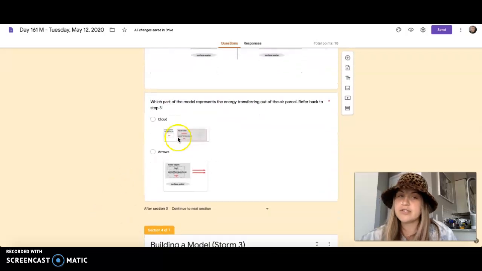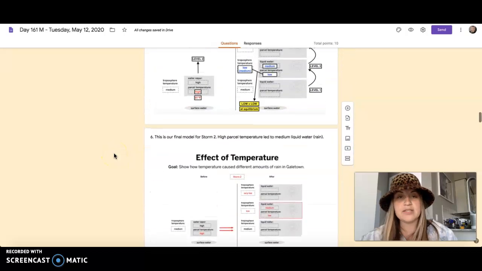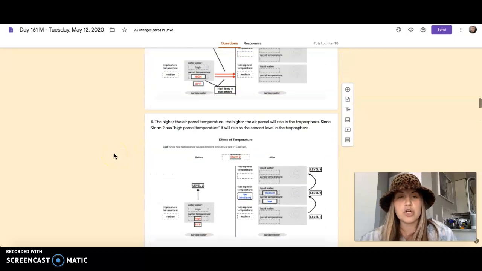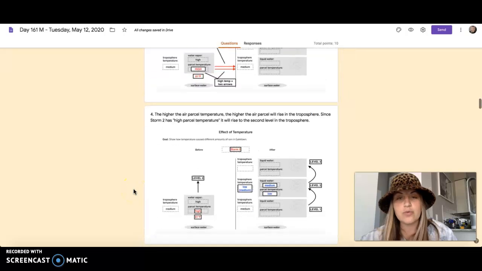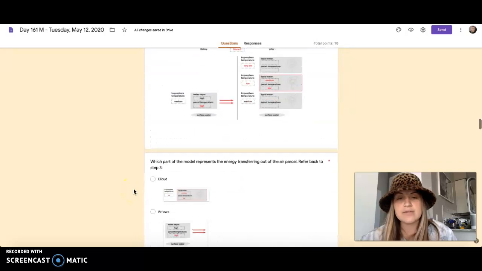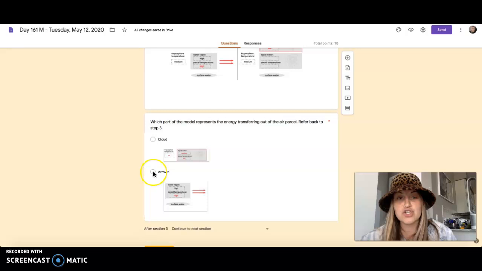So now you're going to answer which part of the model represents the energy transferring out of the air parcel. Refer back to step 3. This is a good clue right here. These are all labeled. You're going to go back to step 3, reread this, and make sure you're reading those clues, and then go back and answer that question.